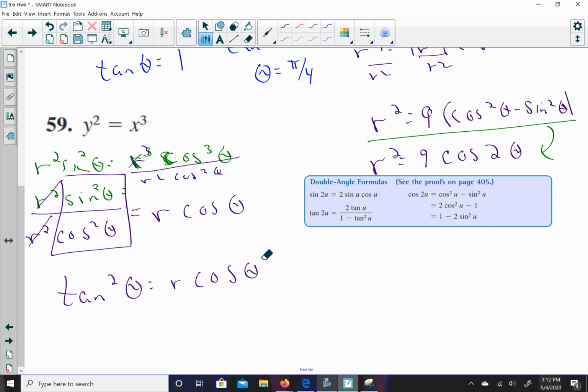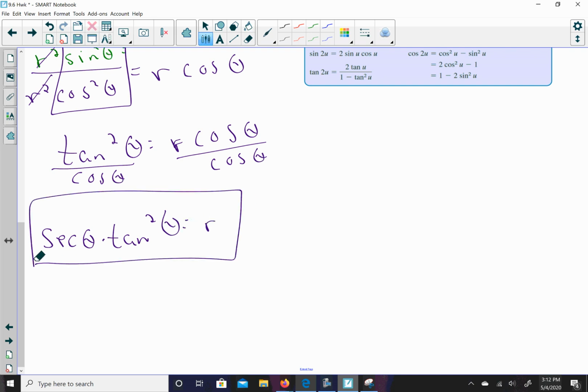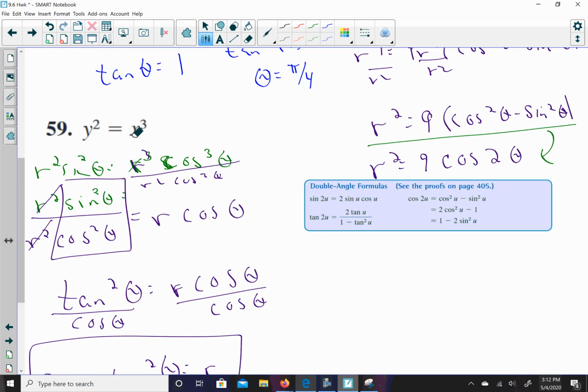So tangent squared theta is equal to r cosine theta. Now, all of these, if I can, are set equal to r. So if I want to set this to r, I'm going to divide both sides by cosine. So remember in trig, we don't write that division by cosine. We wrote it times the reciprocal. And the reciprocal of cosine is secant. So I'm going to have secant theta times the tangent squared theta is equal to my r. And that's going to be my final answer. Again, up here, if you would have divided by x squared, you would have gotten the exact same thing.